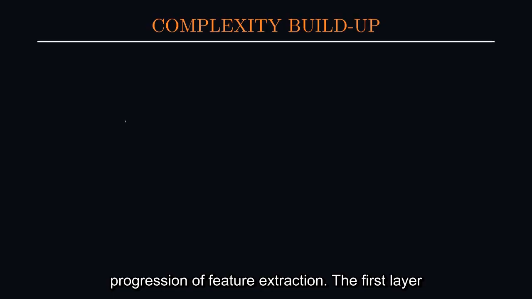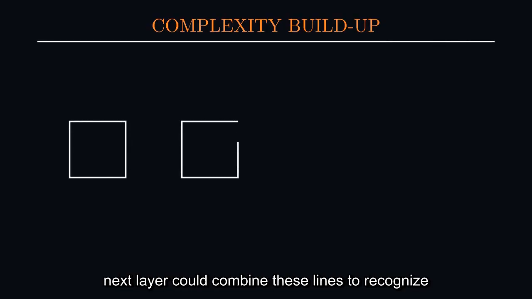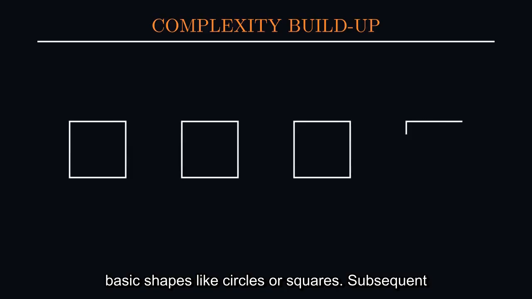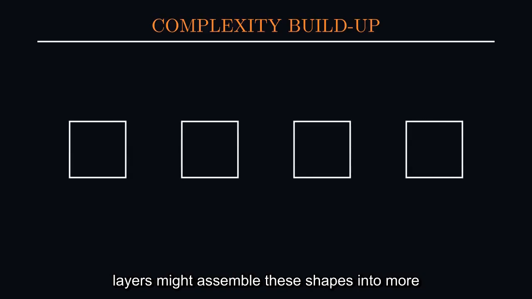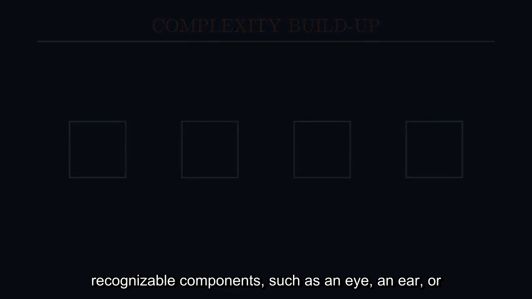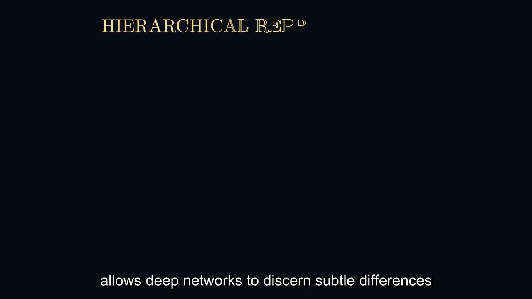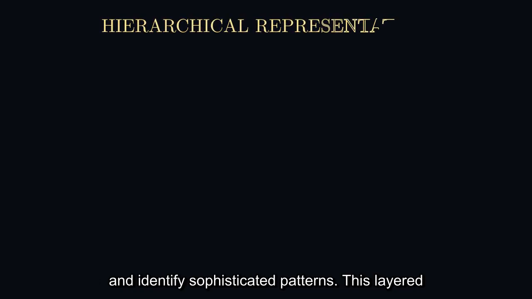The first layer might detect simple lines and color gradients. The next layer could combine these lines to recognize basic shapes like circles or squares. Subsequent layers might assemble these shapes into more recognizable components, such as an eye, an ear, or a paw. This gradual buildup of complexity is what allows deep networks to discern subtle differences and identify sophisticated patterns.